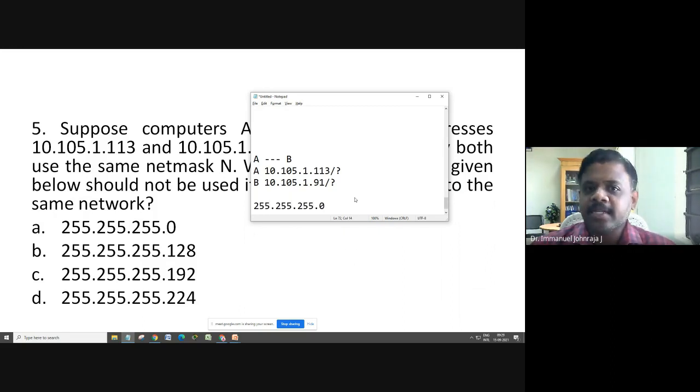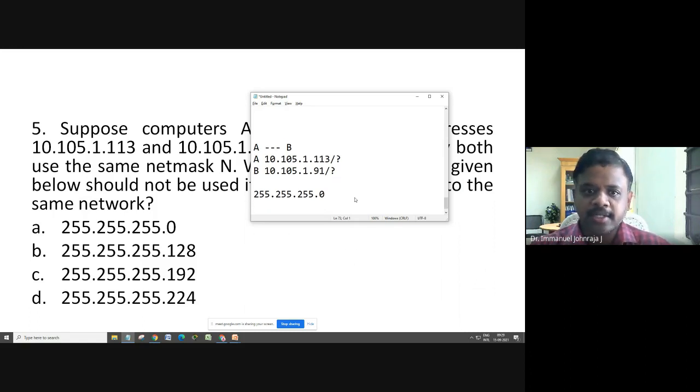255.255.255.0. What is this? This is the default mask of class C. So in that case, what is the range of the last octet? It is going to be 10.105.1.0 to 10.105.1.255. This is going to be the range if I use this as the mask.